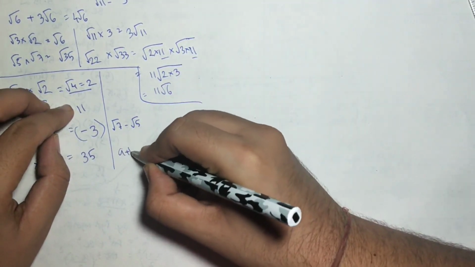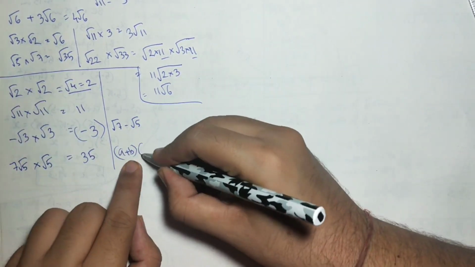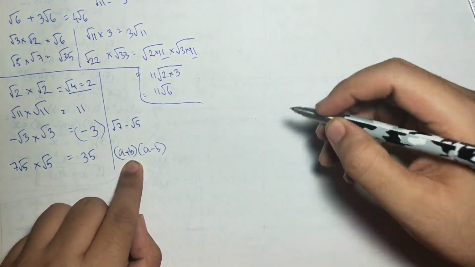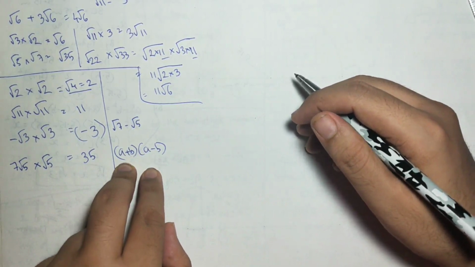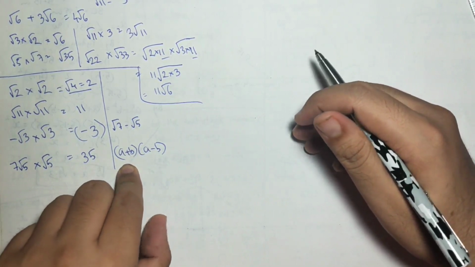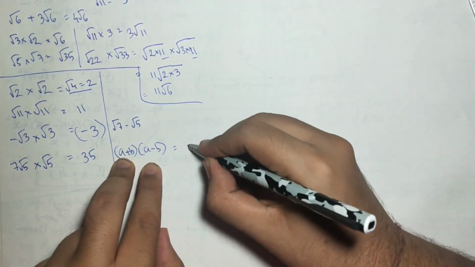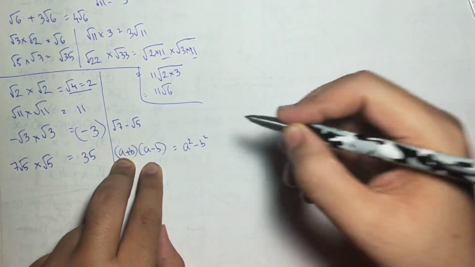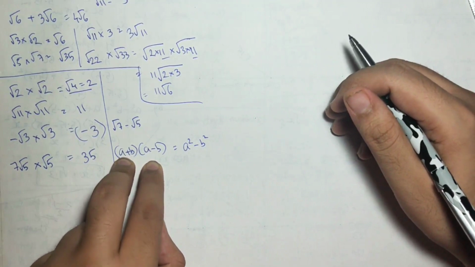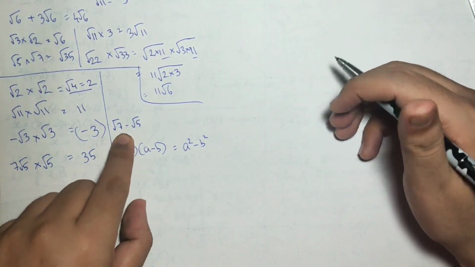If two numbers are added and the same two numbers are subtracted and they are multiplied, it will become first term square minus second term square. The same happens with binomials.